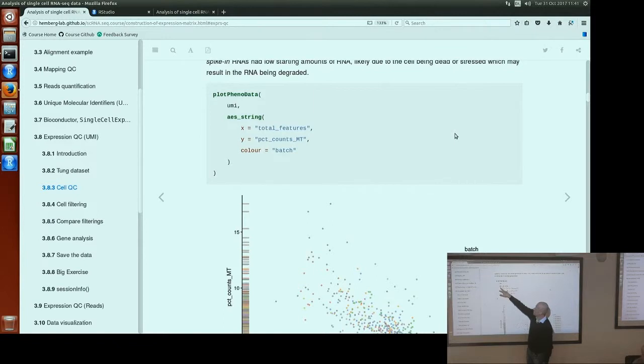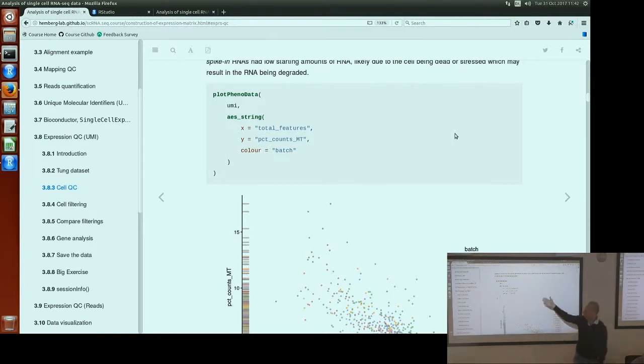You can provide some arguments to the function, and the arguments that we use here mean that we want to plot pheno-data, have total features on the x-axis, percentage of counts in mitochondrial genes on the y-axis, and we want to color the data by batch. All these things are columns of our annotation metrics. As I mentioned before, when you run the quality control function, it will create additional columns in your data. So these are columns of the annotation metrics.